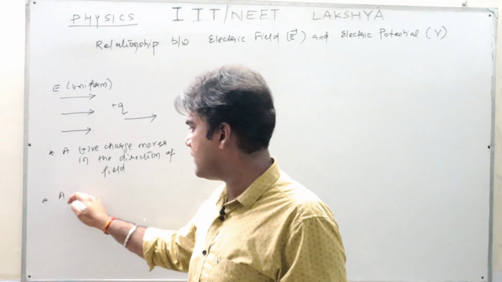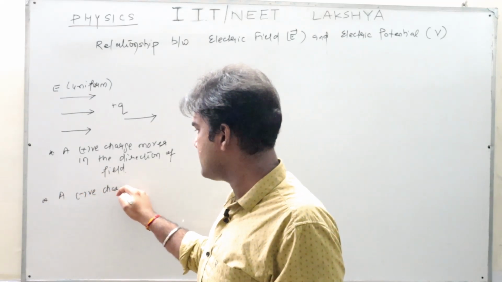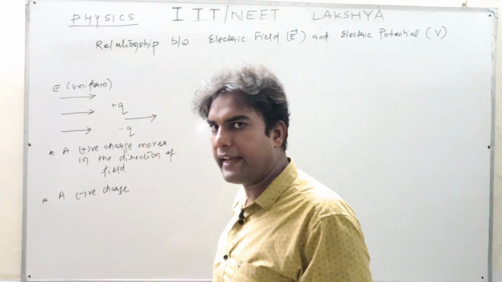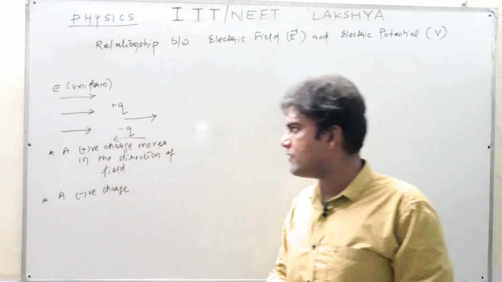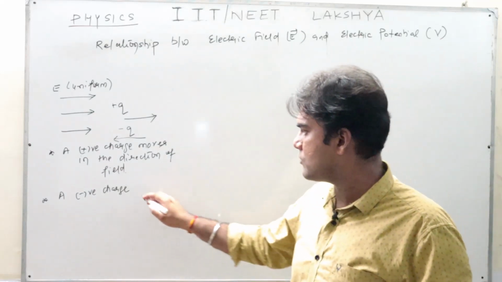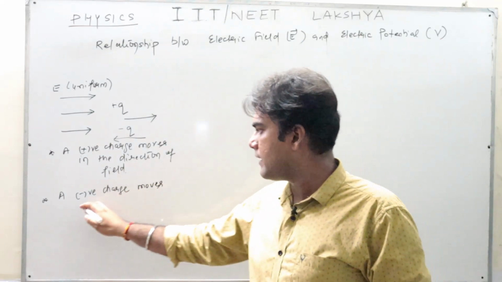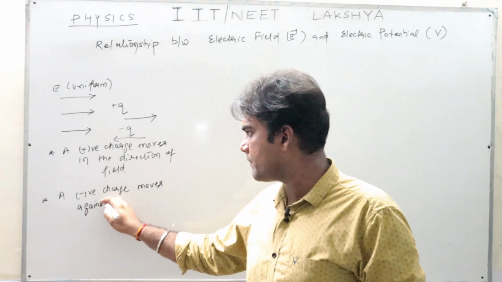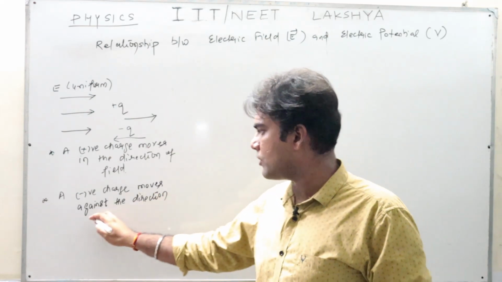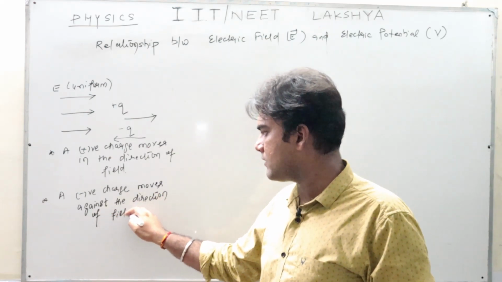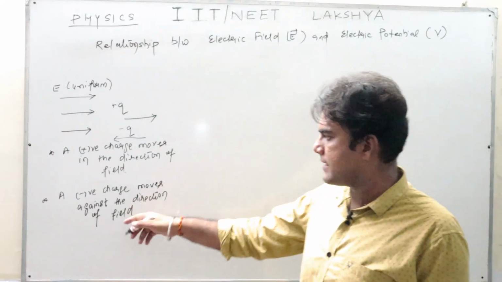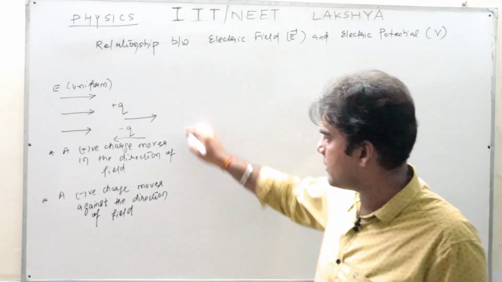Whereas if there is a negative charge, suppose you are keeping a negative charge here, minus Q, then the negative charge will move in this direction. A negative charge will move against the direction of the electric field. So I am writing, a negative charge moves against the direction of electric field. A positive charge moves in the direction of the electric field, and a negative charge moves against the direction of the electric field. I hope this concept is clear to you.